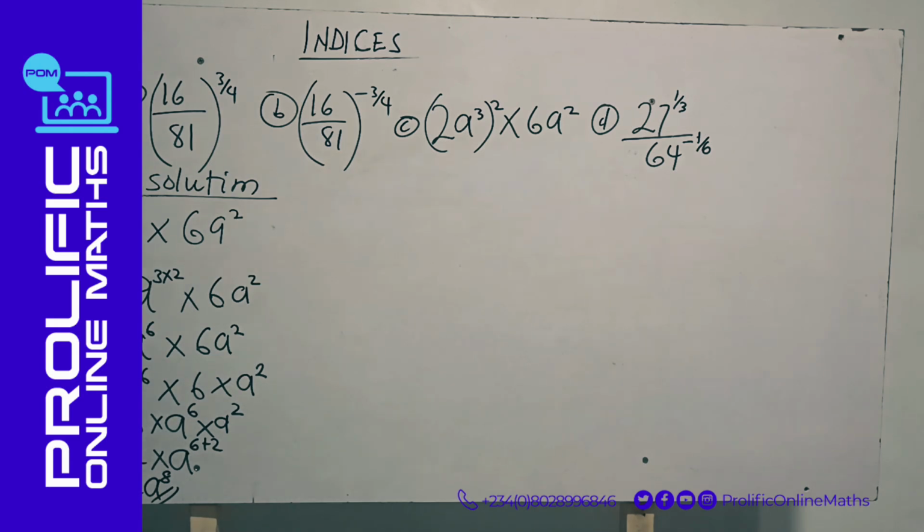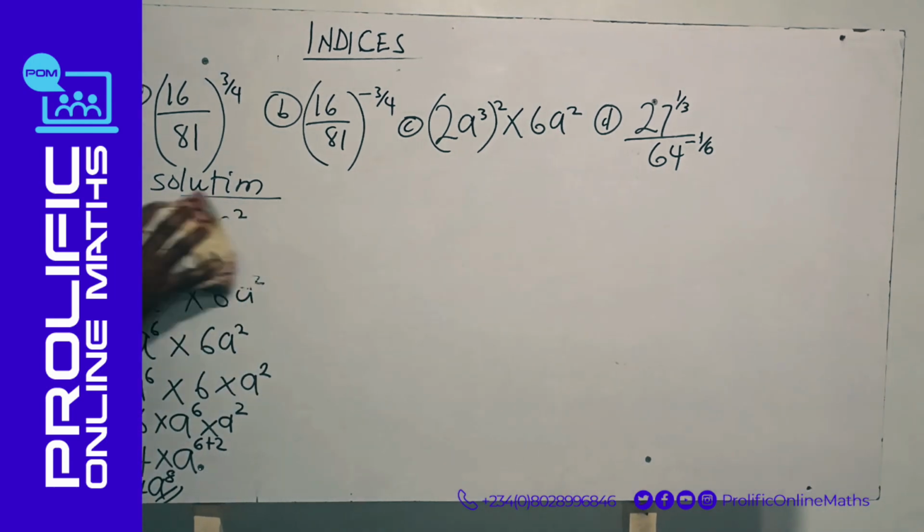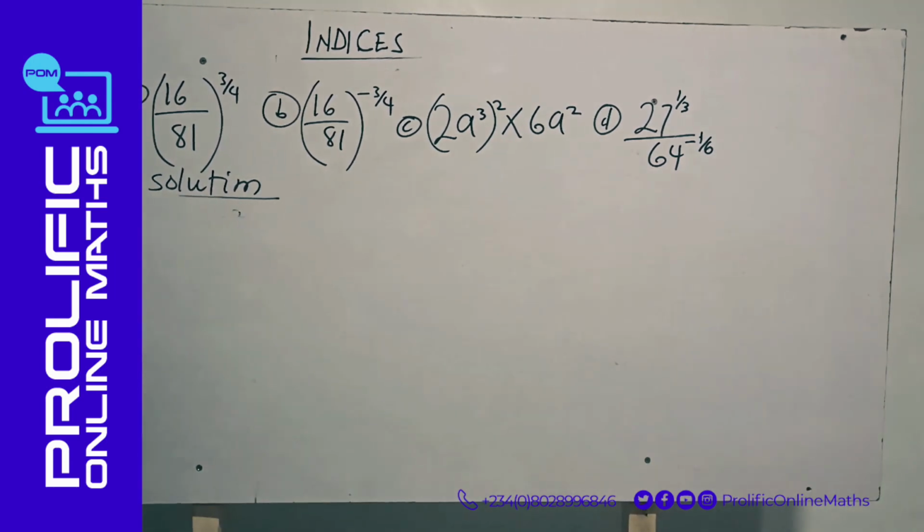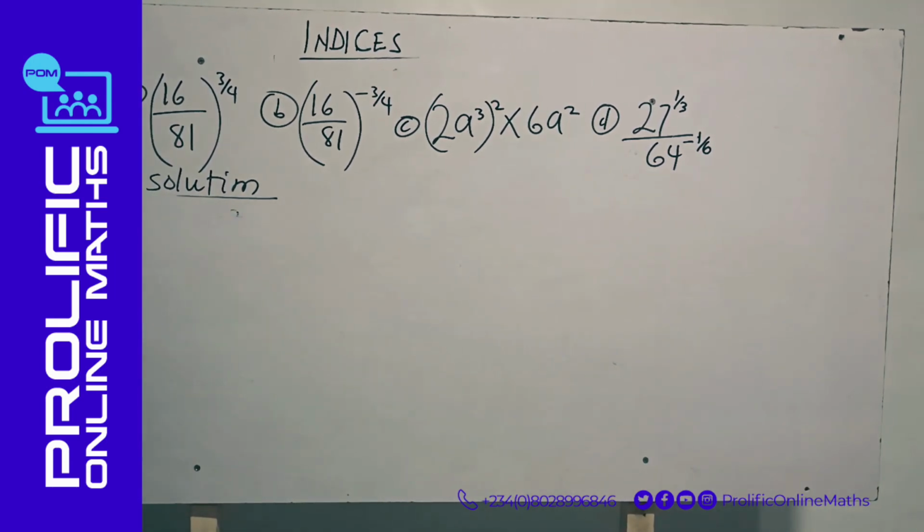So the last question in our example here is (27 raised to power 1 all over 3) all over (64 raised to power negative 1 all over 6). They do not have the same power here. 27 has a separate power and 64 has a separate power. So we are going to solve them separately.